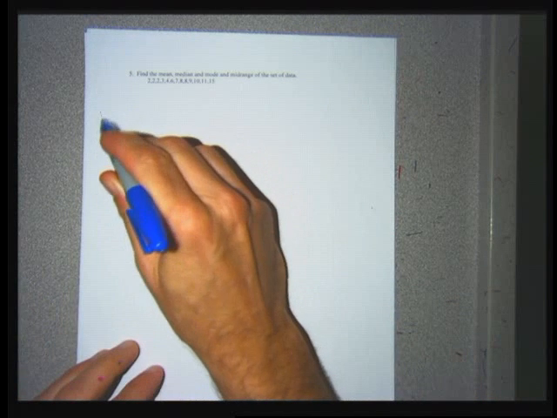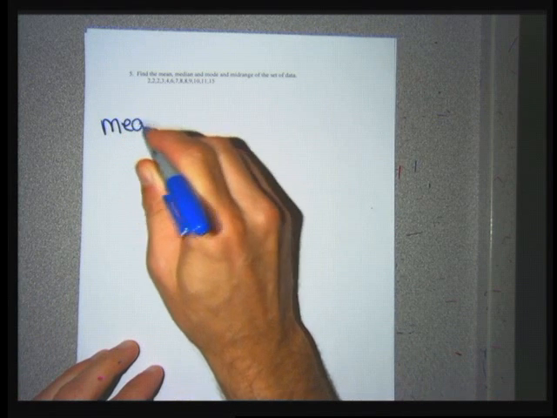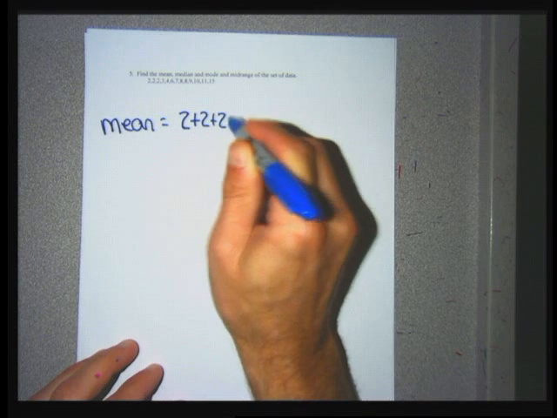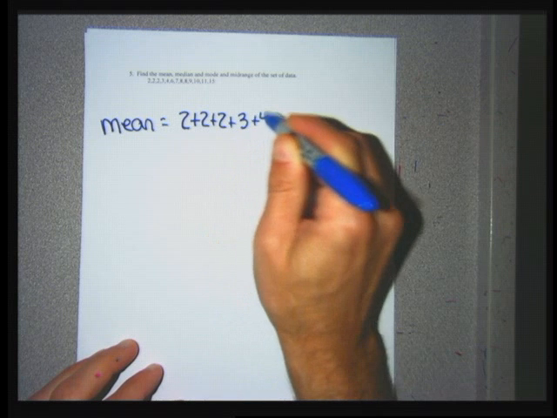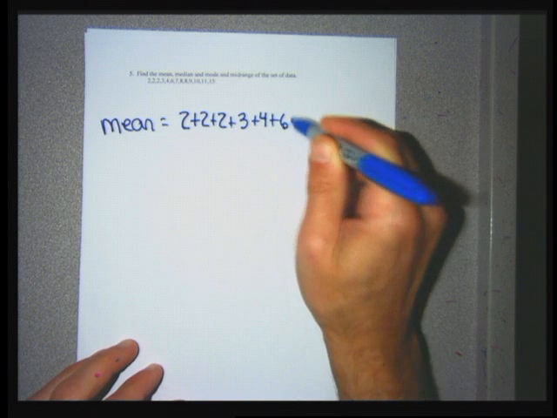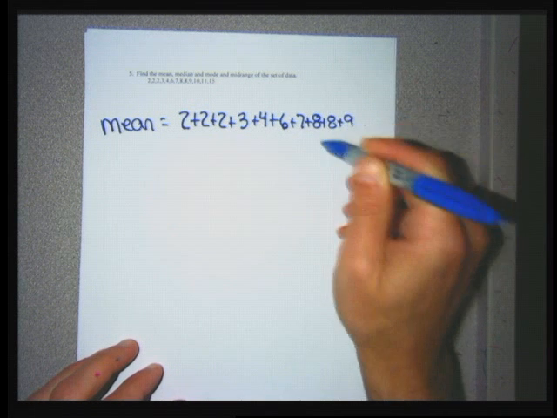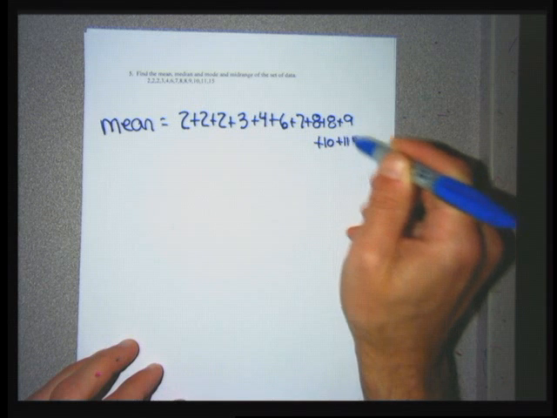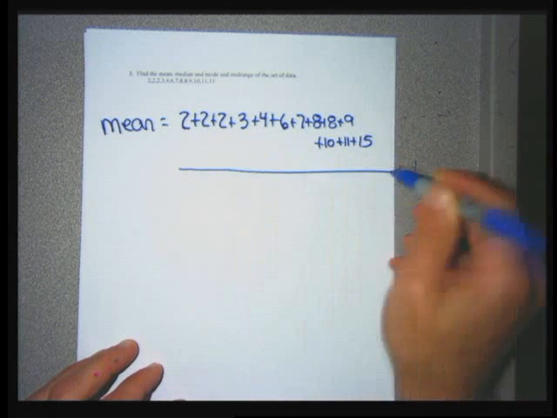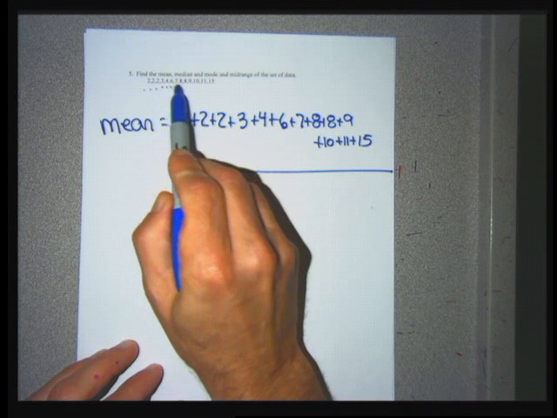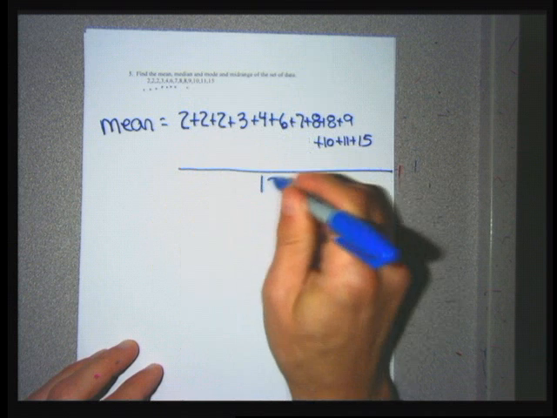Problem 5 wants me to do a mean, median, mode, and mid-range. Mean is just adding up and dividing by the number of data. So for the mean, I'm going to add up all the data pieces: 2 plus 2 plus 2 plus 3 plus 4 plus, I wish I didn't put so many, 6 plus 7 plus 8 plus 8 plus 9 plus 10 plus 11 plus 15. And I have to divide by the number of items. Looks like there's 13 different items there.